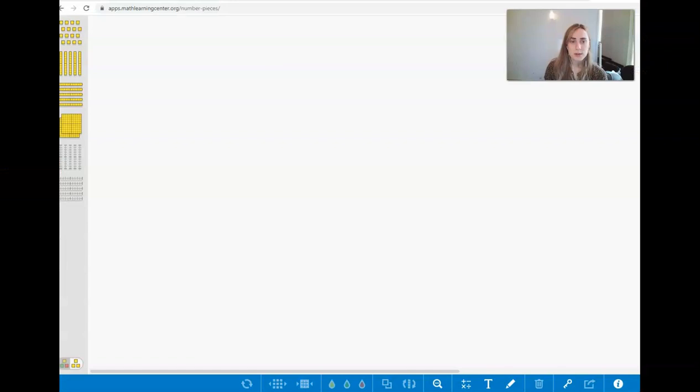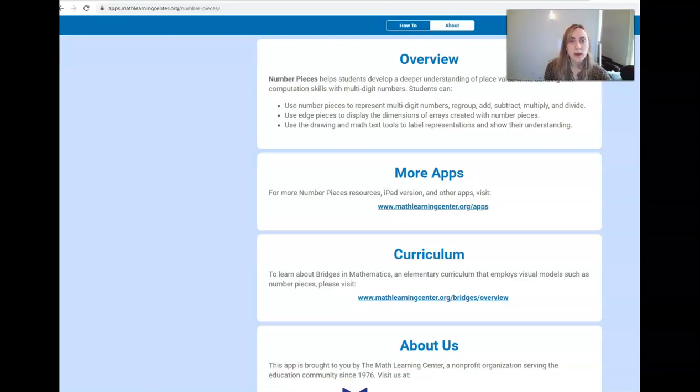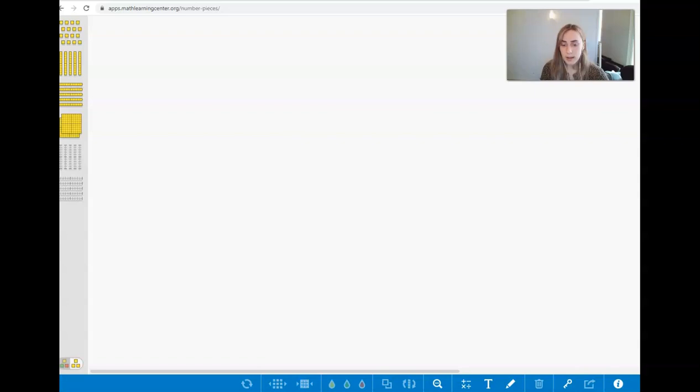So I'm going to use this manipulative to model division of whole numbers and then a division that results in a terminating decimal. And I'm not going to go a whole lot into depth about how to use this manipulative, but I do want to point out this little i in the bottom right corner. If you go to this website and you're having any trouble navigating, you can always look at this info section and you'll see the how to and the about sections so that you have an idea of how to use the manipulative as well.